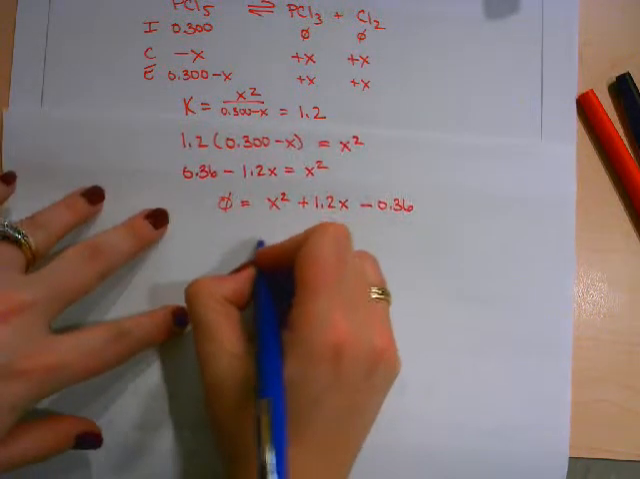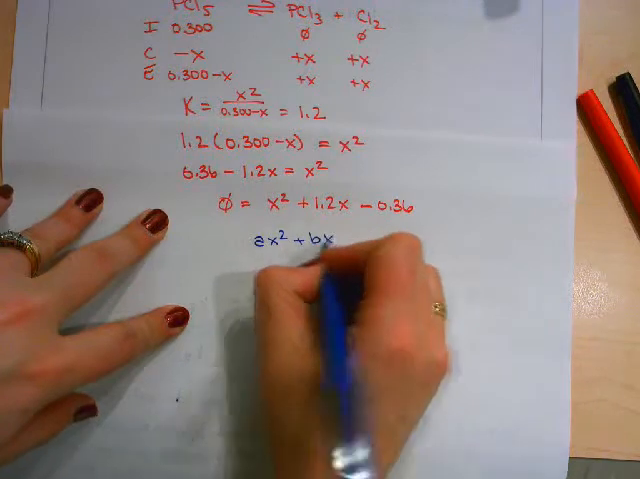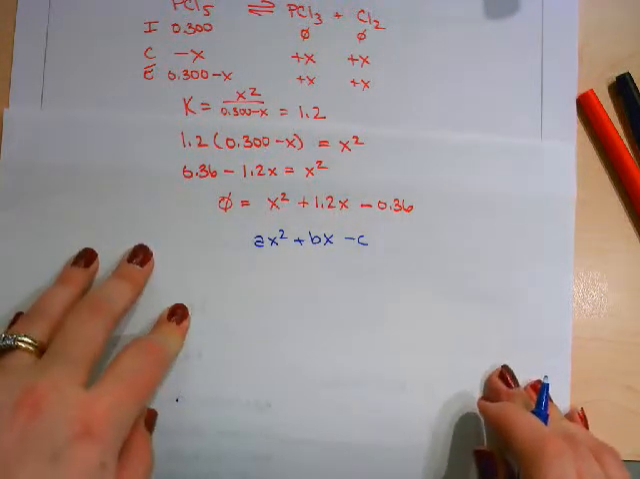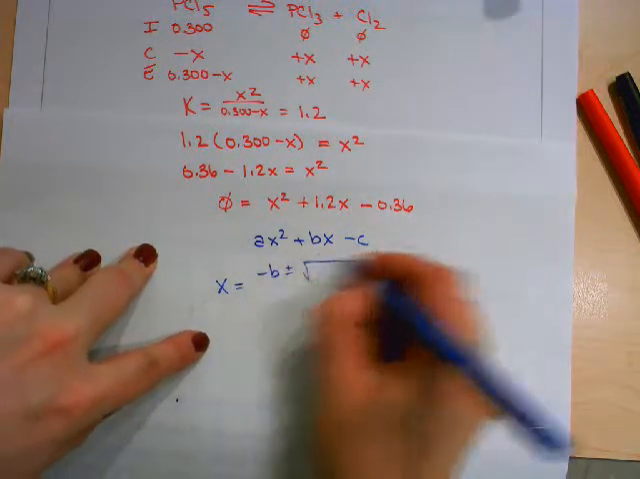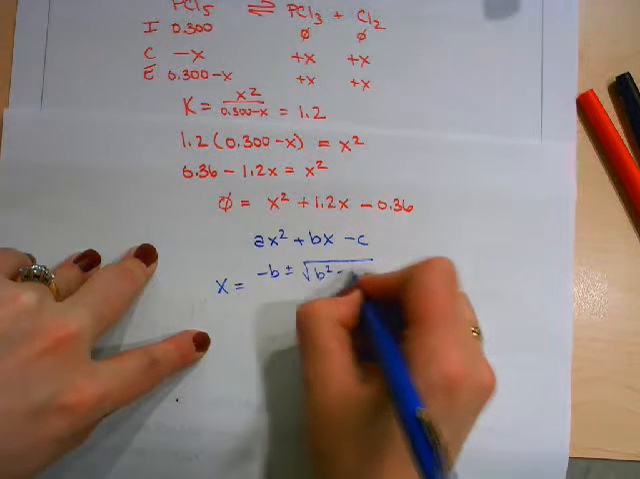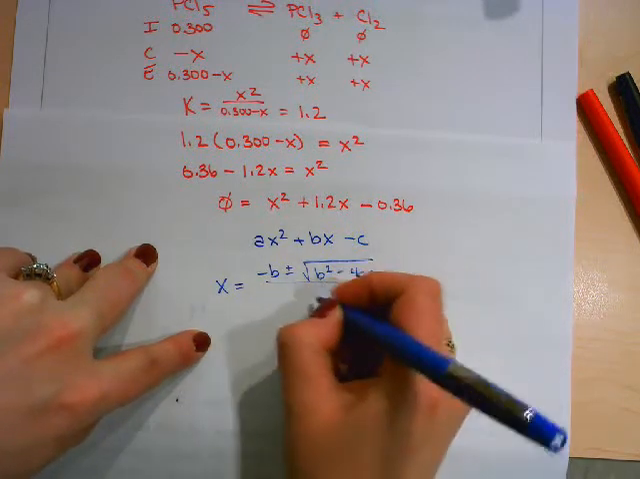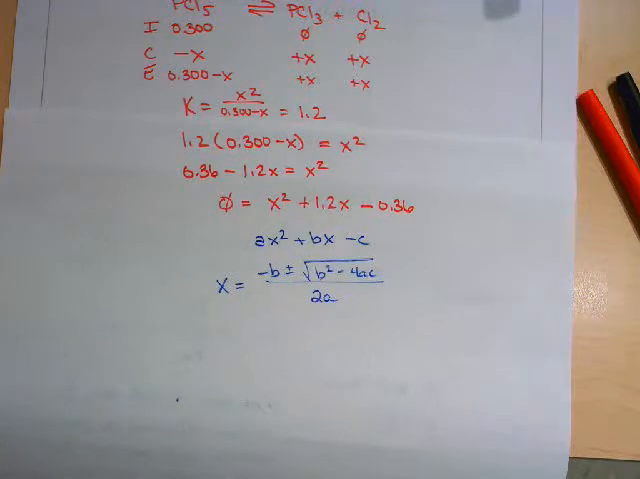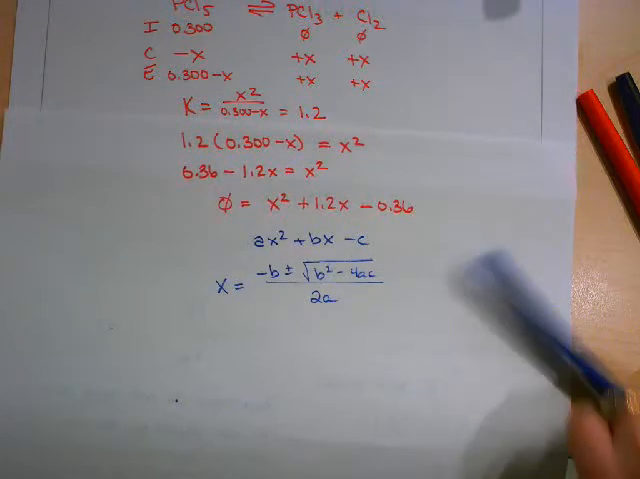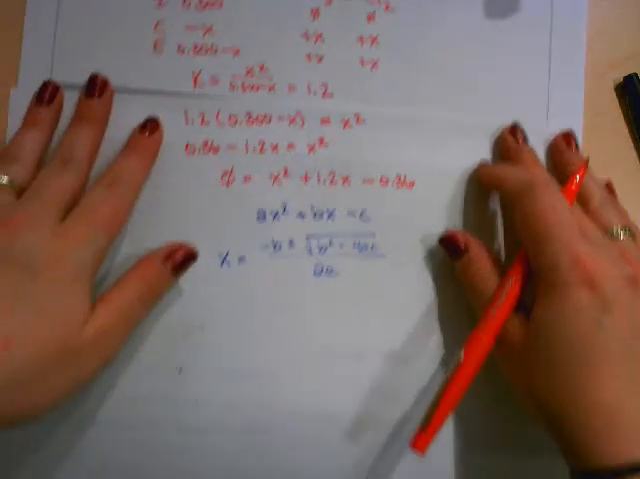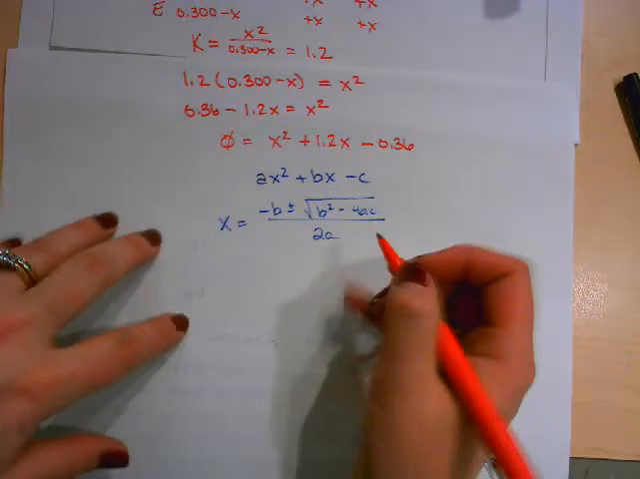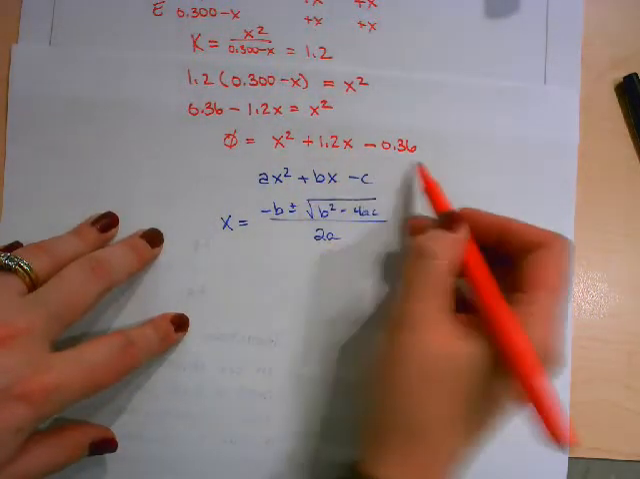Alright, just as a reminder, we're in the form of ax squared plus bx minus c, and you solve it using this. Familiar. You'll get one bad answer and one good answer. Alright, so plugging the values in up here.